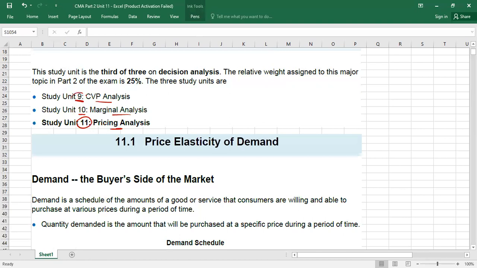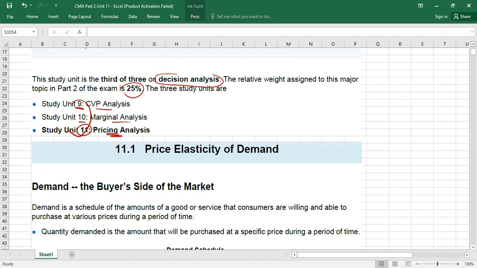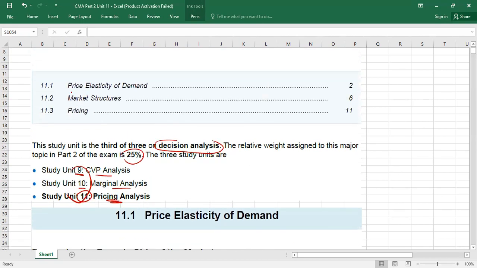Please remember all these three chapters, unit 9, 10, and 11. This area is called decision analysis, and it is going to be 15% of your exam. So under unit number 11, we have these topics. First topic is called 11.1, which is price elasticity of demand. We have already covered. 11.2 is about market structures, in which we have different types of market structures.